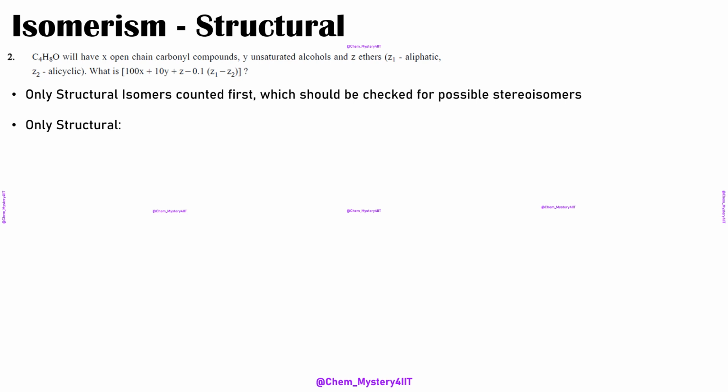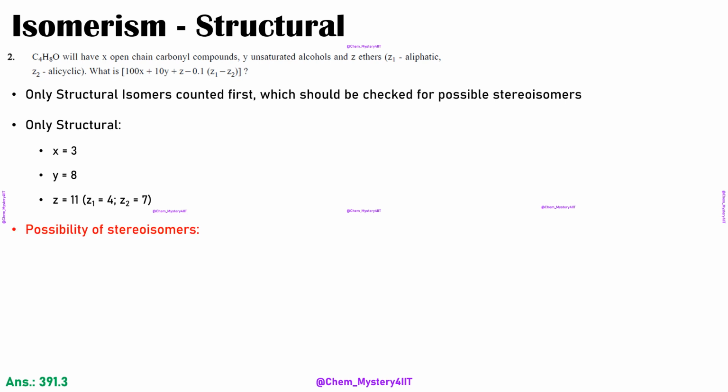If you talk about only structural isomers, we'll figure out that the value of X was 3, because only 3 carbonyl compounds are possible. Unsaturated alcohols are found to be 8, while the number of ethers was found to be 11, out of which 4 were aliphatic ones and 7 were alicyclic ones, where a cyclic ring was present. If we put this information of X, Y, Z and Z1, Z2, we get our answer as 391.3.